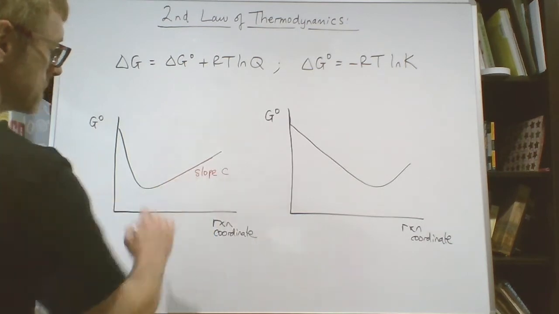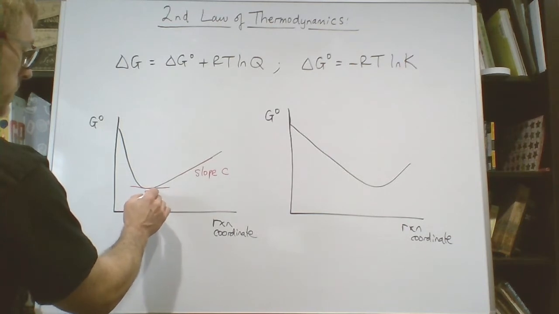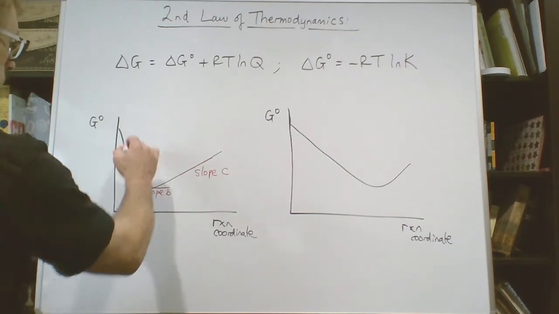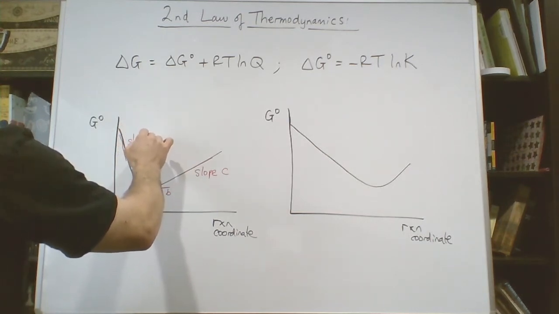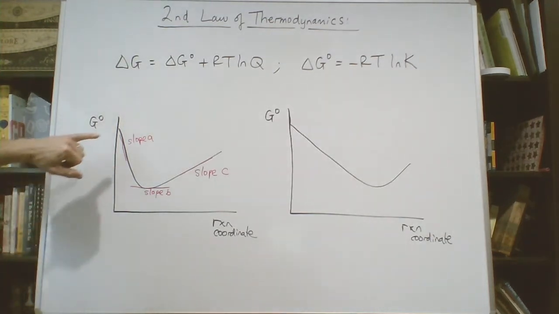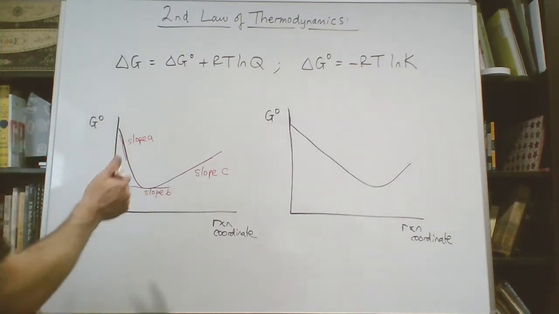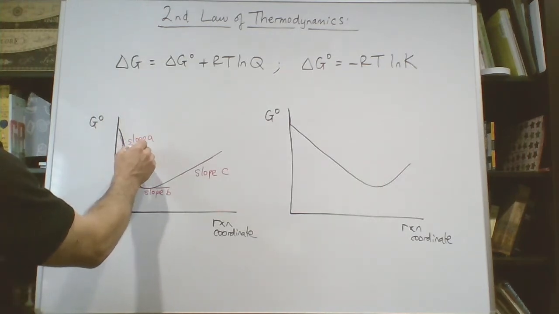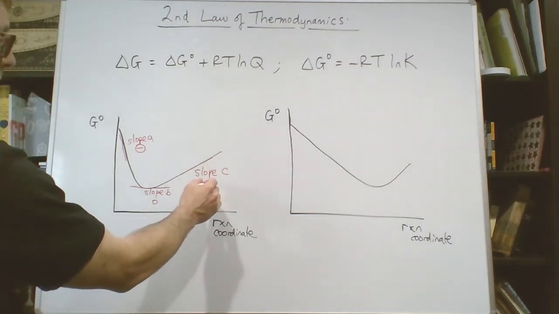I'm going to call that slope C. We have a slope right here at the saddle point. I'll call that slope B. And we have this initial slope here, which I'll call slope A. So slope A, B, and C on this first diagram here on the left. So notice slope A is negative, slope B is 0. So we can see that slope A is a negative value. Slope B has 0 value. And slope C is a positive value.